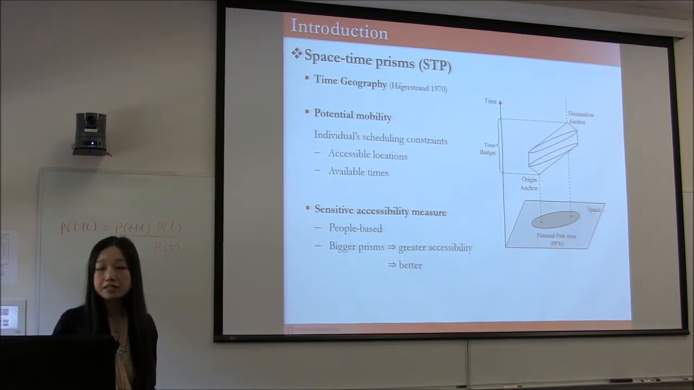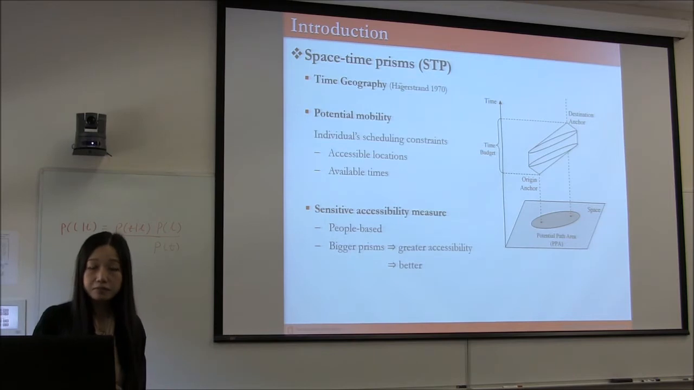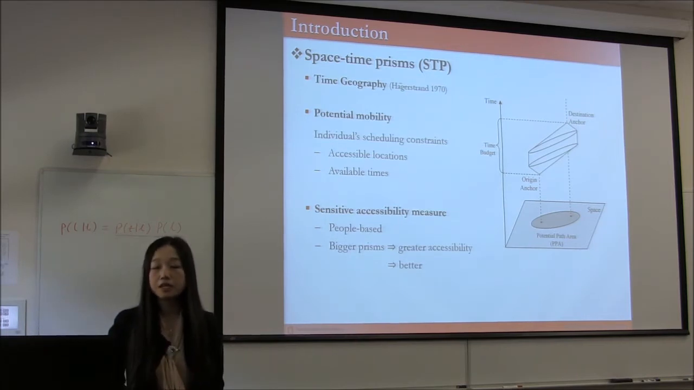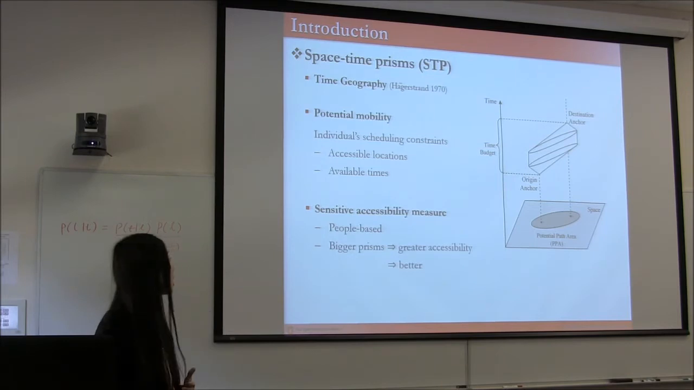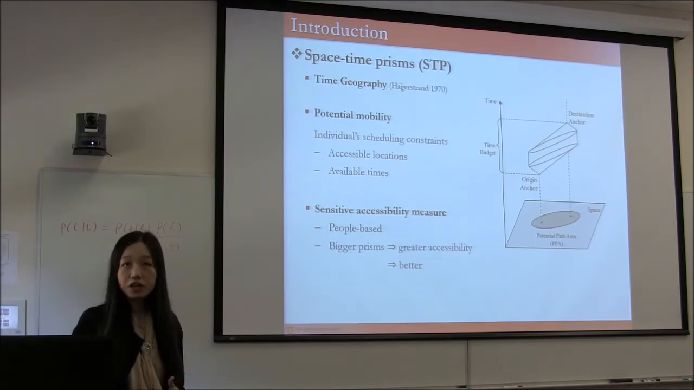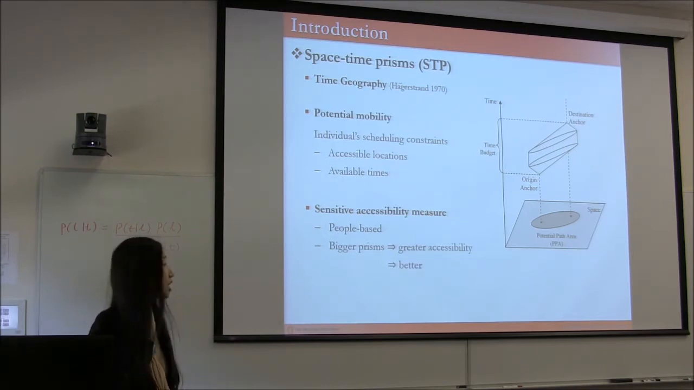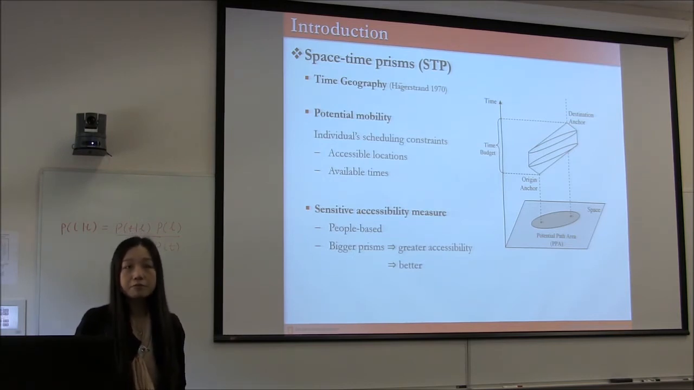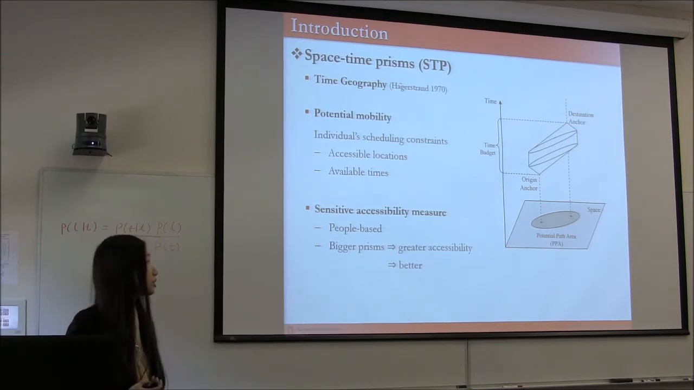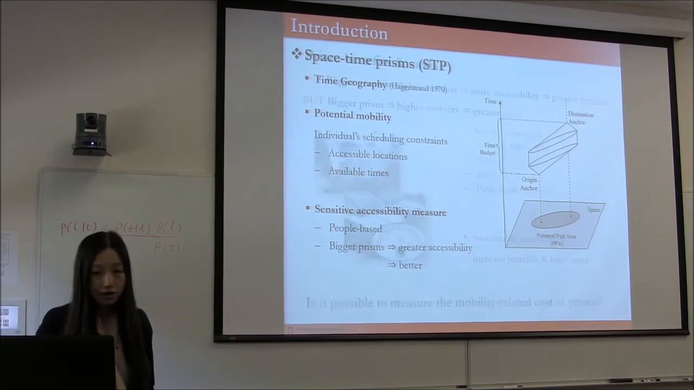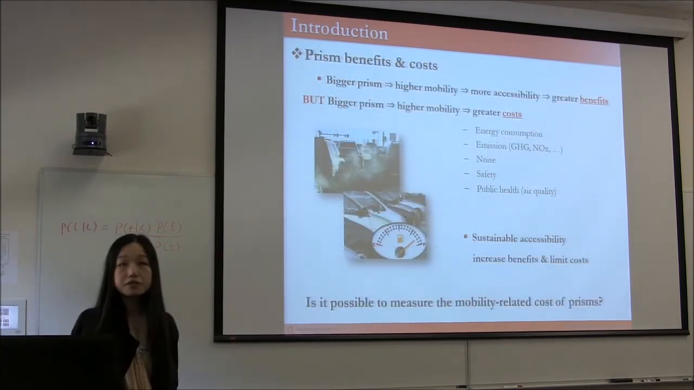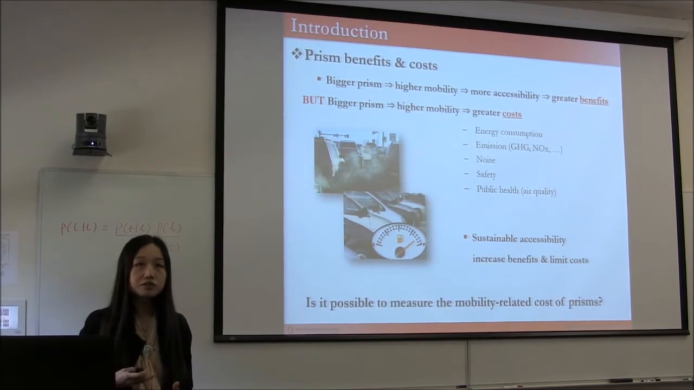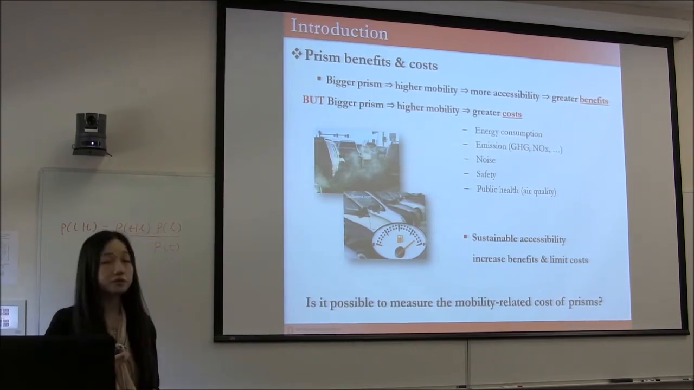The prism is a sensitive accessibility measure that is people-based because it captures the individual constraints, and it also fulfills our need to develop individual-based accessibility measures. Usually the bigger prism is considered better. It's because a bigger prism indicates higher potential mobility and greater accessibility, so it is usually considered better. However, the bigger prism also implies greater cost, greater potential cost.